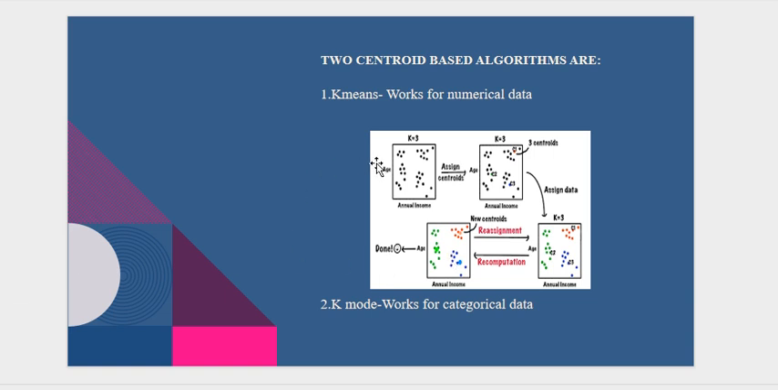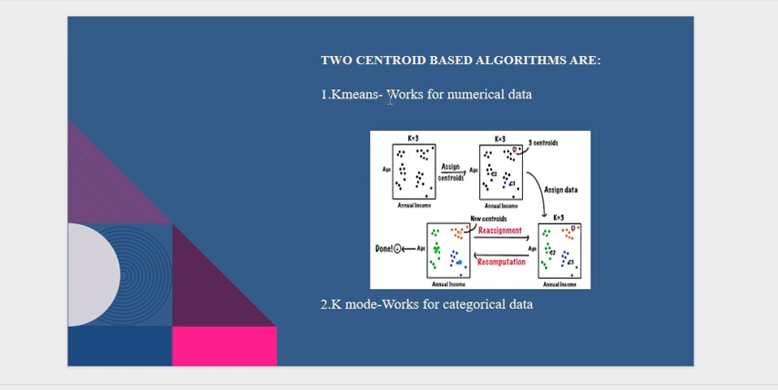Now we have basically two types of centroid based algorithms. One is for the numerical ones and one is for the categorical ones. For numerical data, the most common algorithm is k-means, and k-modes is for the categorical data. So how does k-means work?